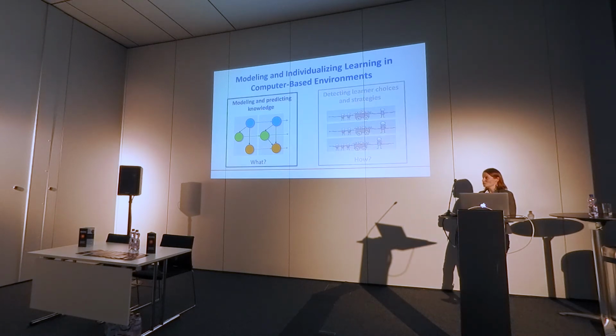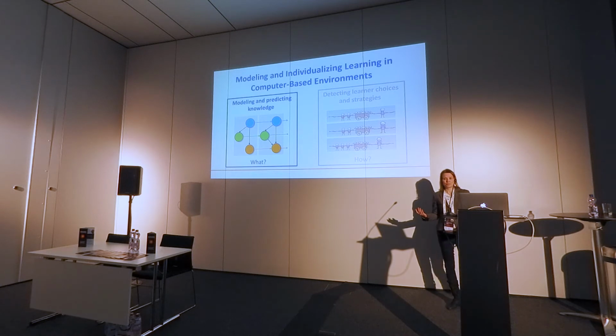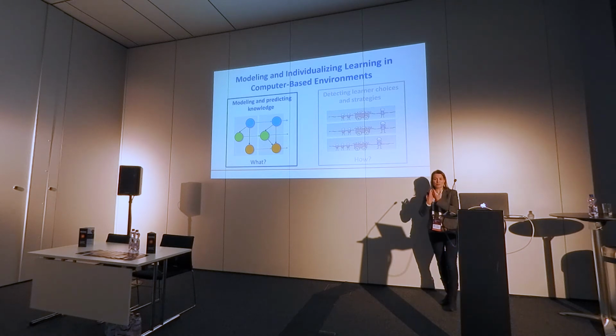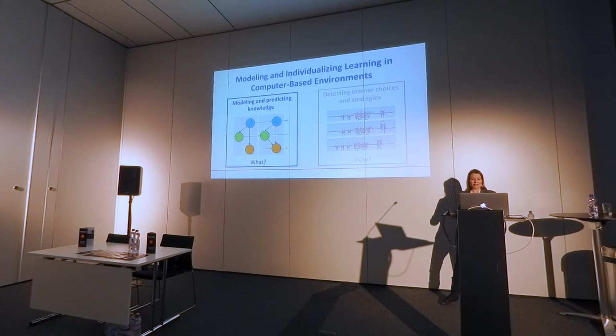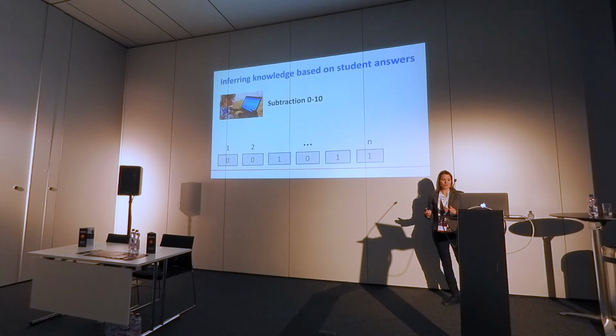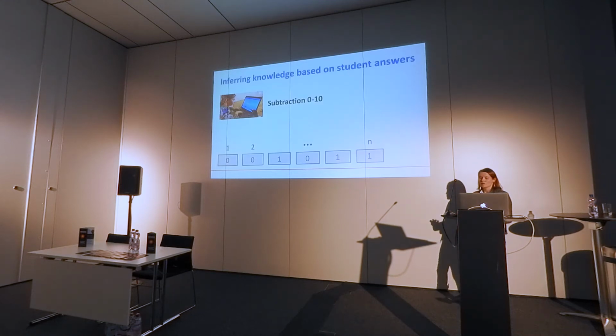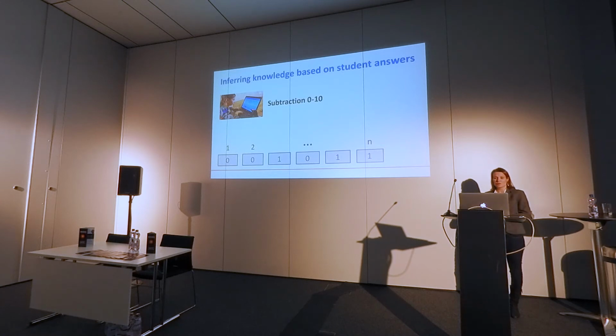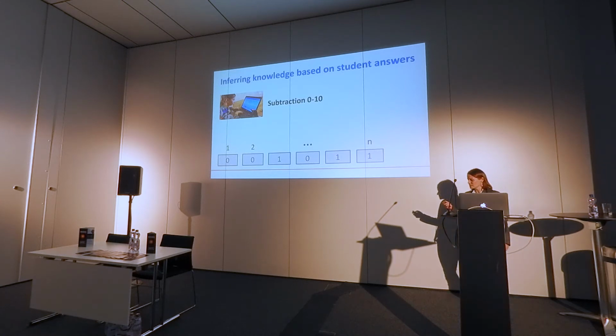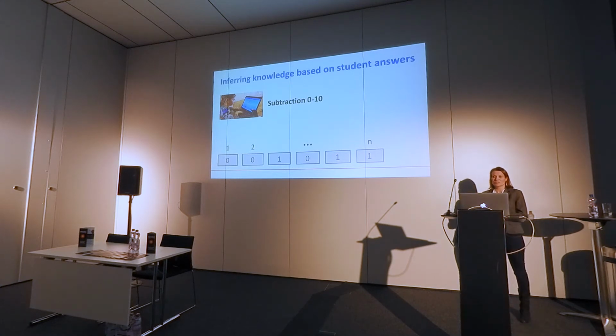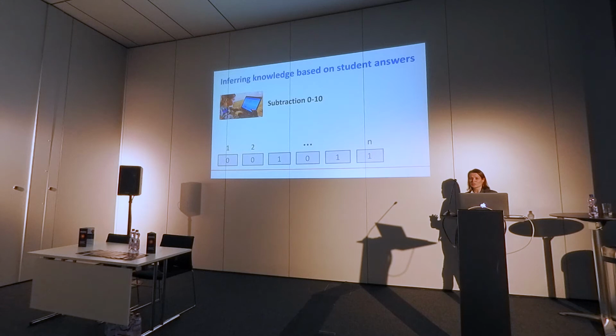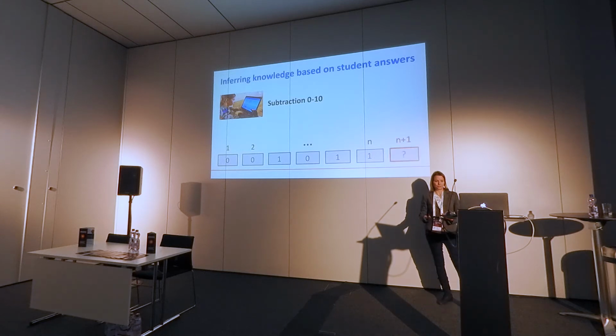So if we want to adapt to the knowledge of the user in a system, we first need to have a representation of that knowledge, and then we need to update this representation based on the interaction of the user with the system. This can, for example, be the solved tasks. So let us just assume in a simple case, we have a student who is trying to solve subtraction tasks between 0 and 10. So here the rectangles denote the task, the zeros are wrong answers, the one correct answers. We have observed this sequence of n tasks, and now the question is, what is the probability that the student solves task n plus 1 correctly?